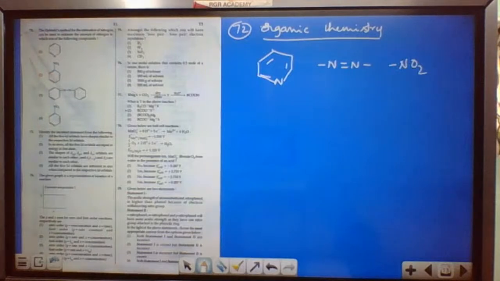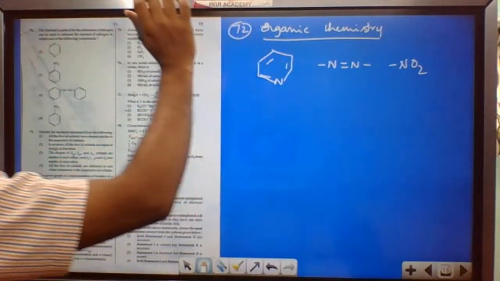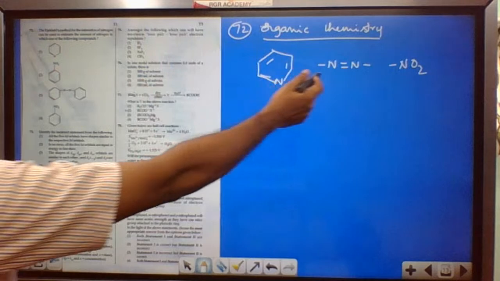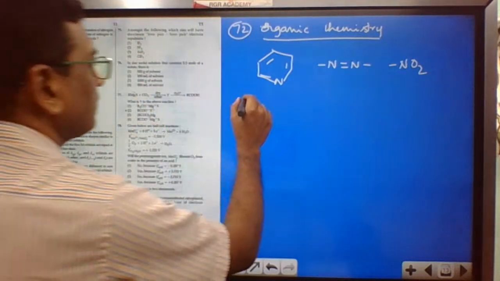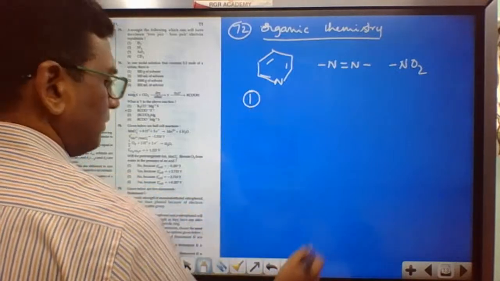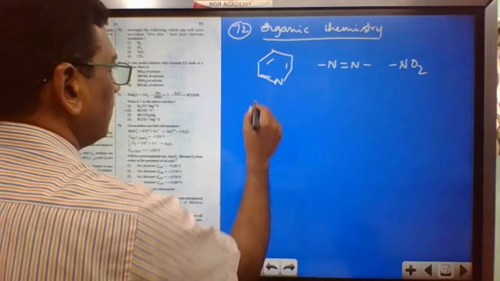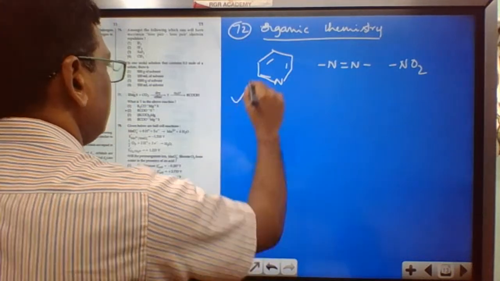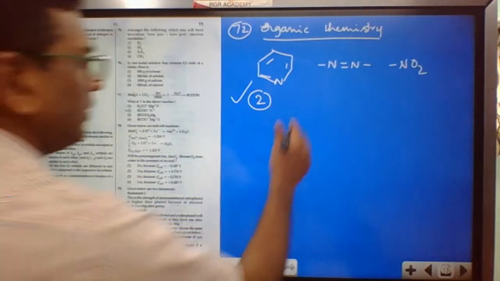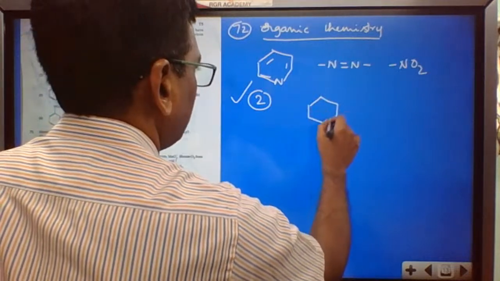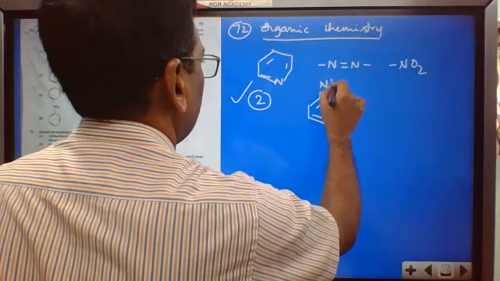So first one, nitrogen is involved in the ring. Third one, there is an N double bond N. Fourth one, NO2 is there. So the right option is 2. Aniline is the right option. Kjeldahl's method for the estimation of nitrogen can be used to estimate the amount of nitrogen in which one of the following compounds, that is aniline. You know that benzene with an NH2 group is nothing but aniline.